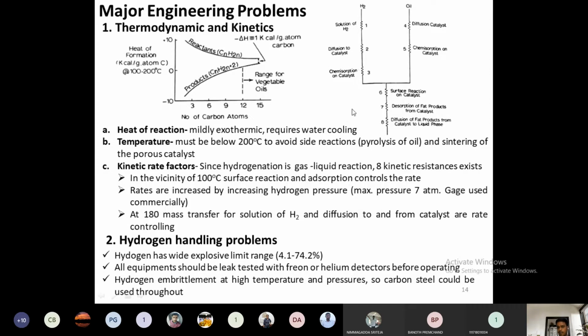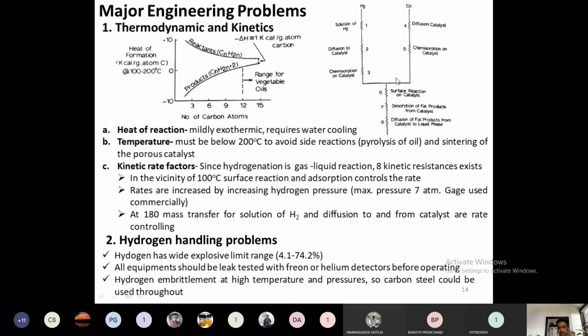There are 6 types of barriers in order to carry out this hydrogenation reaction. Out of these 8 steps, when the hydrogenation temperature is varying, the reaction rate controlling step will be different. Initially, when the reaction is about 200 degrees centigrade, the rate controlling steps will be the chemisorption or adsorption on the catalyst surface, steps 3, 5, and 6, and surface reaction.